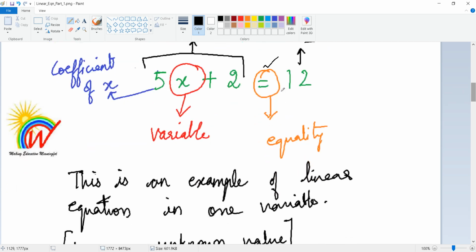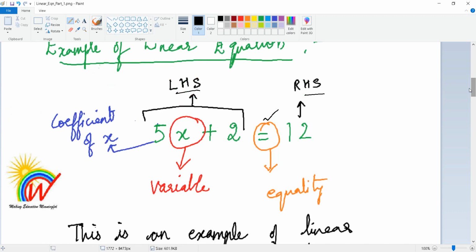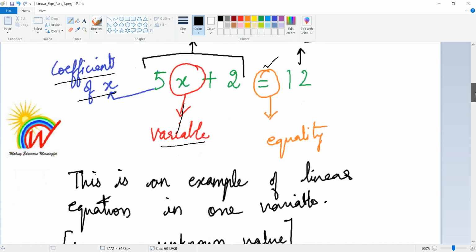So the 12 is the RHS, the LHS is 5x plus 2. In this, the x is what is called the variable, okay? And 5 is called the coefficient of x. Okay, so this we have already learned in algebraic expressions. This is just a brush up. All right, now we'll move on to this.